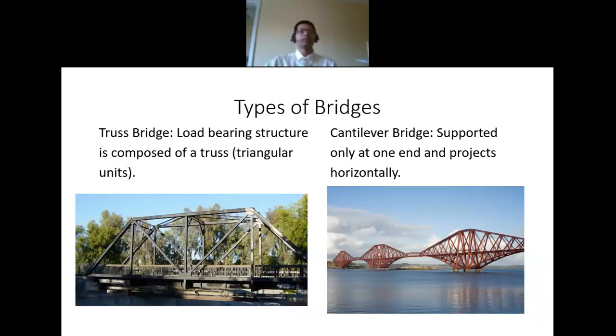A truss bridge is one whose load-bearing structure is made up of a truss or triangular units. The connected elements may be stressed from tension, compression, or sometimes both. I'm sure you would have done a lot of structural analysis with trusses. A truss bridge is economical to construct because it uses materials efficiently.